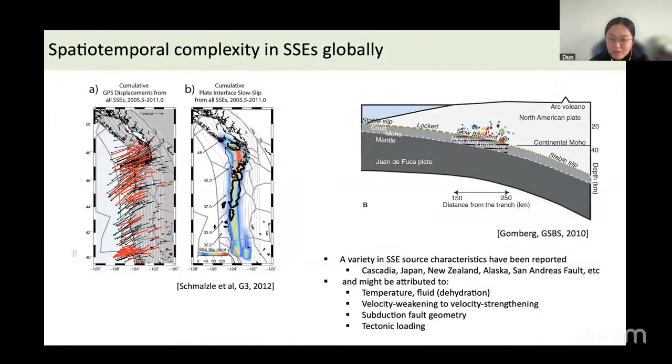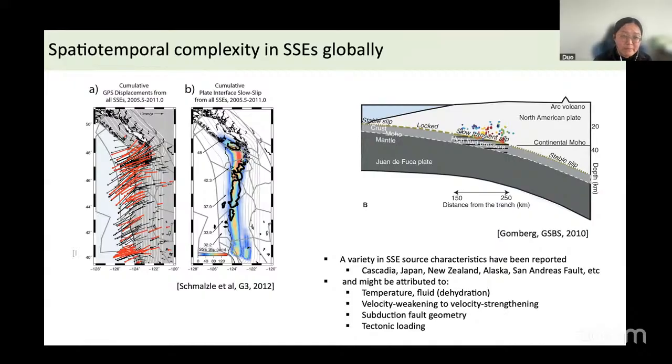Yeah, back to the slow slip. This slide tries to explain the distribution of slow slip and its relation with the subduction environment. The figure on the left is the western coast of Canada and the U.S., called the Cascadia subduction zone, where the Juan de Fuca and Pacific plates subduct beneath the North American plate.